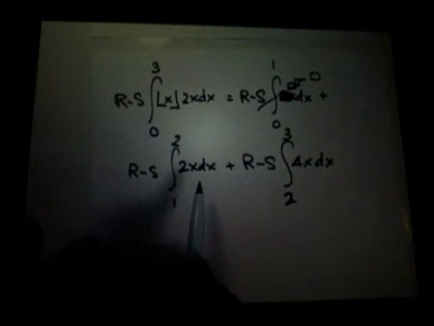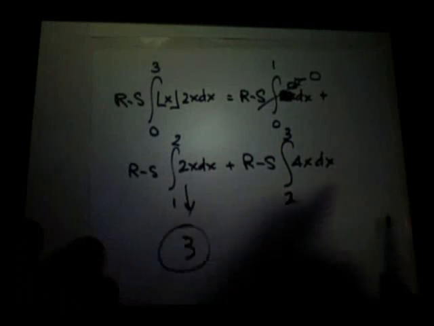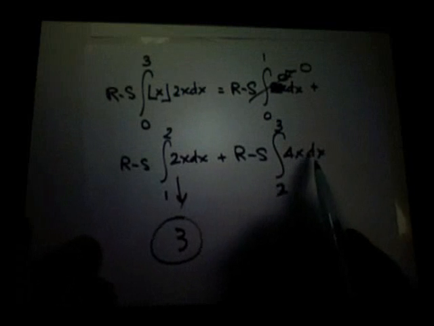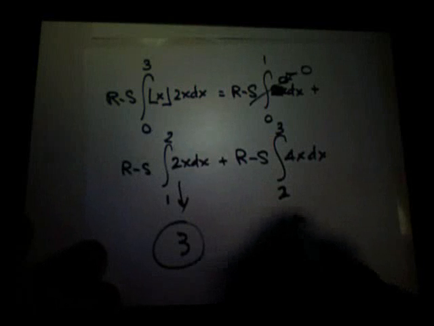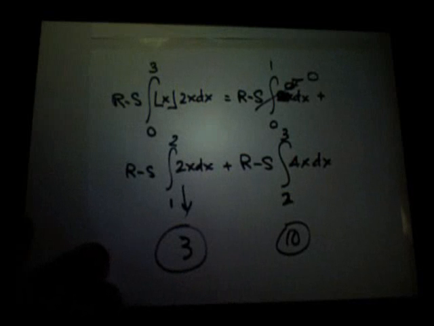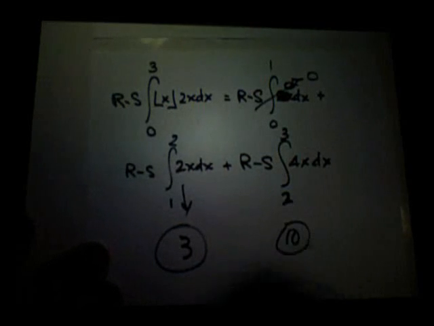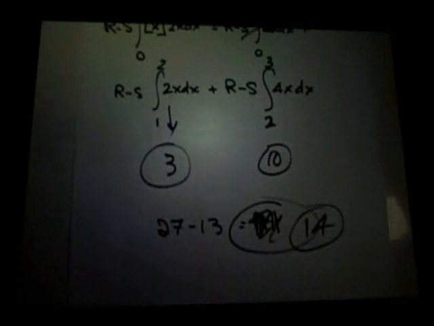Here, this is x squared, 4 minus 1, that's 3. And this one is 2x squared, at 3 is 18 minus 8, that's 10. So I have 27 minus 13 is 14. I got 14. What'd you get? Sounds okay? All right.